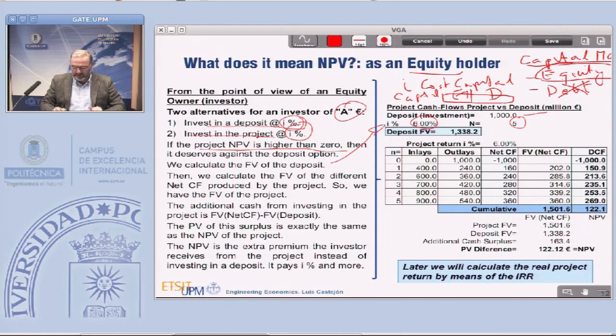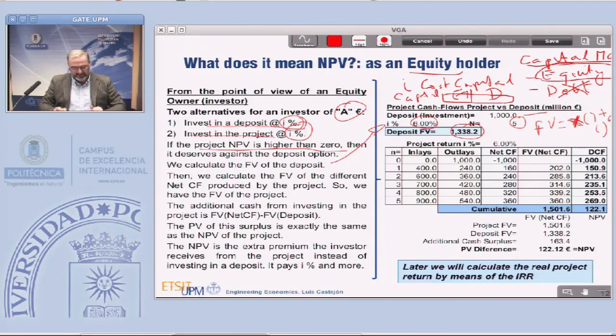And then we can calculate the future value. In this formula, you know, this is the present value, the 1,000, times, in this case we are capitalizing the money, so we multiply, we don't divide, we multiply by 1 plus the interest rate to the power of 5. So this amount, the deposit future value, will be in 5 years from now 1,338 euros.